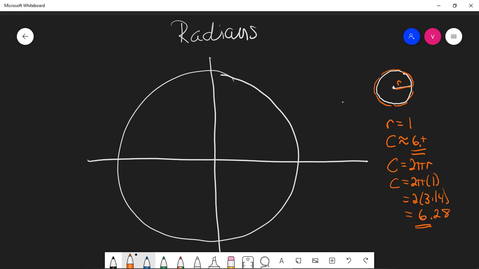Okay, so again, a radian is the same length on the outside of the circumference of the circle, the arc of the circle, as the radius. It's an odd way of thinking about it, but the radius length and this arc length here are the same exact length. And there's approximately just over 6 of those radians on the outside of any circle. So now that we know what a radian is, when you see radians, they are in terms of pi.